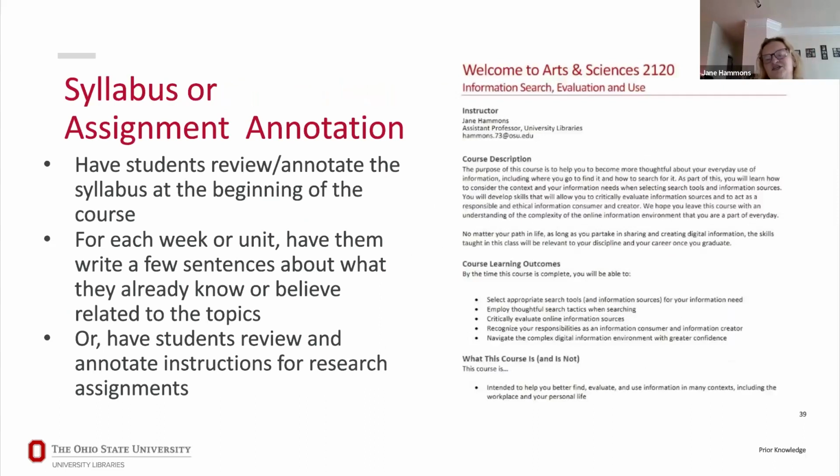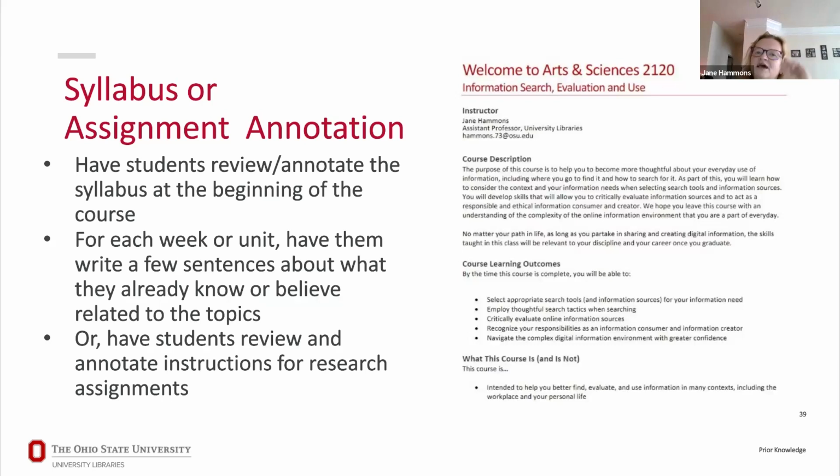Syllabus or assignment annotation. This can work depending on, again, if you're teaching a full semester class, you might use a syllabus annotation. If not, you could do an assignment annotation. But have students review that assignment or review the syllabus. And for each week, if they're doing the syllabus, what are things that you already know this week, right? So let's, at the beginning of class, the first day of class, or the second day of class, go through this entire syllabus and write down for each week everything that you already know about that topic. And then you could come back to that several times throughout the semester.